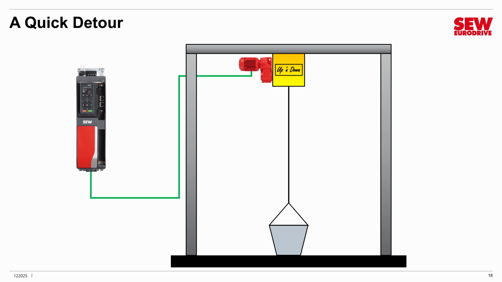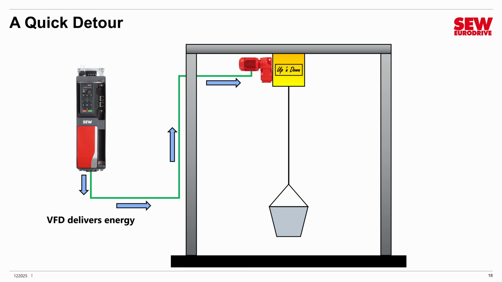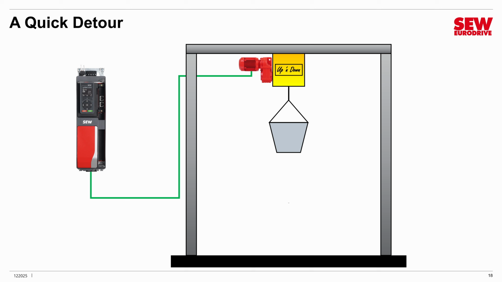Let's look at a little scenario here where we have a VFD controlling a hoist. Now let's think about what goes on when the hoist operates. When it goes up, the VFD is always delivering power to the hoist, so the VFD is sending energy into the motor, causing the hoist to go up. Okay? No problem there, very standard operation.